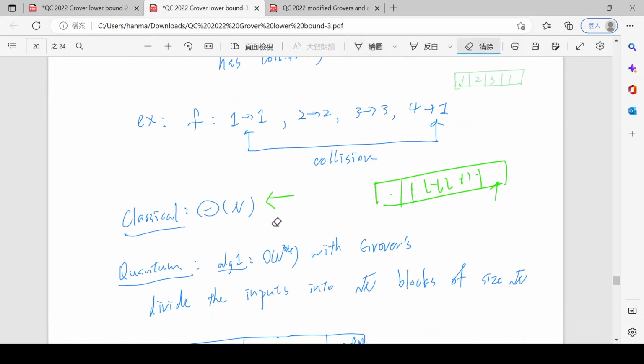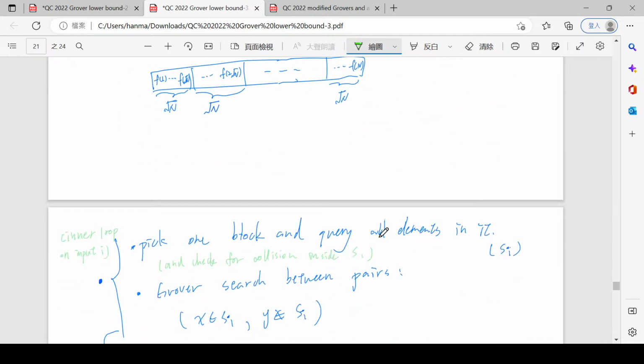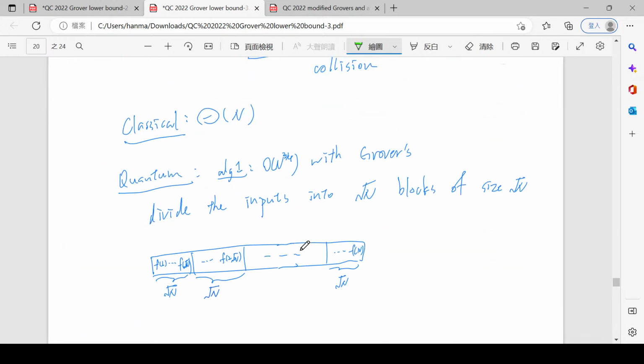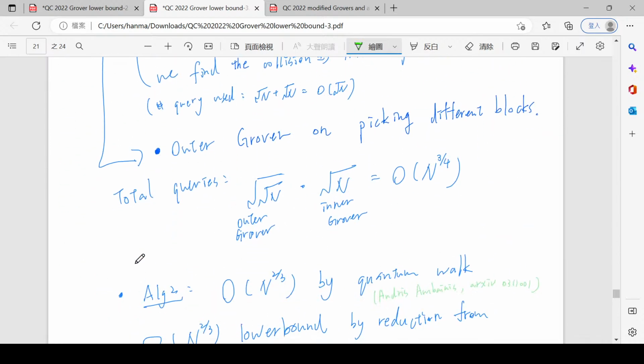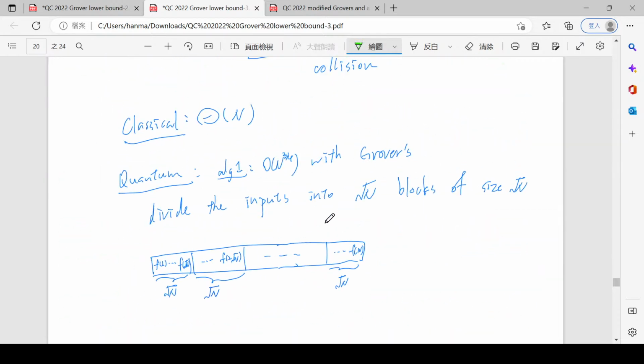Quantumly there is still a speedup, but let's first talk about a not totally optimal quantum algorithm. It's very similar to a collision algorithm. Actually, we have 5 minutes. Can we talk about this in 5 minutes? Okay, let's try to do this. We'll review this in the next class.